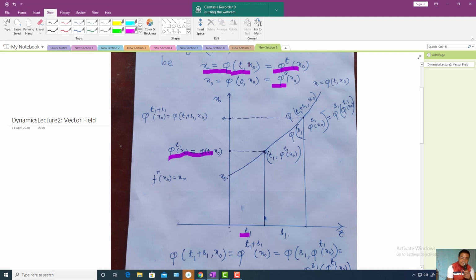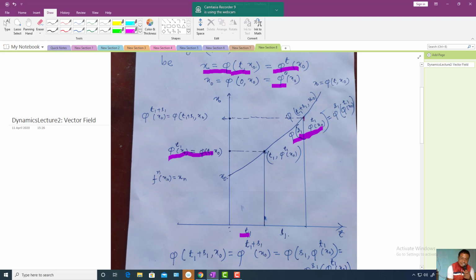After t units of time, with x naught, this is the initial position. Now this is regarded as an initial point, and then after s1 units, you will be here. After s1 units from this initial position, you will be here. So according to this notation, this is phi s1 and phi t1 x naught.